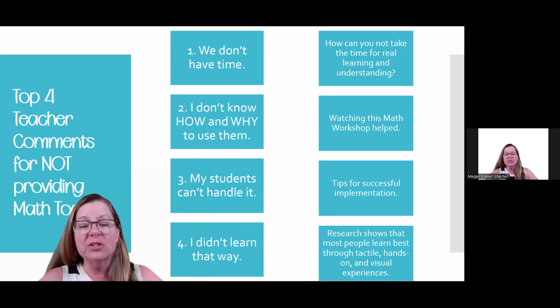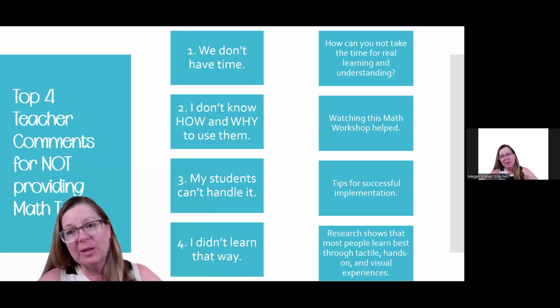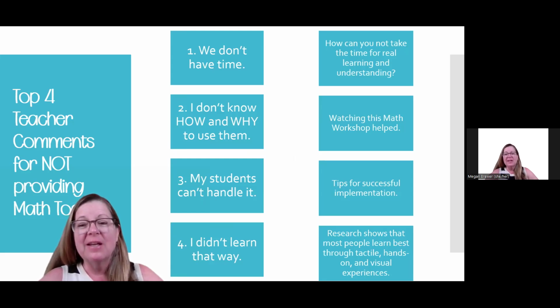If students don't understand why they're performing math steps or why they're following certain procedures in a math problem, it's very likely they're going to forget what they were doing, how they were doing it, meaning next year they're going to have to relearn it because they didn't really internalize it the previous year. And it tends to lead to a lot of mistakes because it doesn't really make sense to them. So our gentle response to the first comment is, how can you not take the time for real learning and understanding? We encourage you to watch this math workshop again and share it with a colleague.